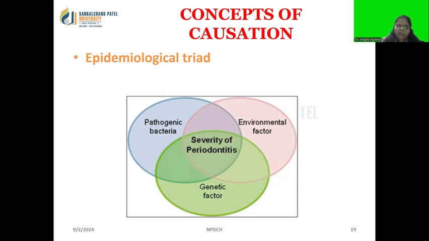So as you can see, there are three circles where in the center you can see the severity of the periodontal disease. Unless these three sectors coincide with each other, there is no disease. Where only one or two sectors are getting together, we cannot see any disease. Whereas where all three circles are concentric, only there can we have that disease. Okay.